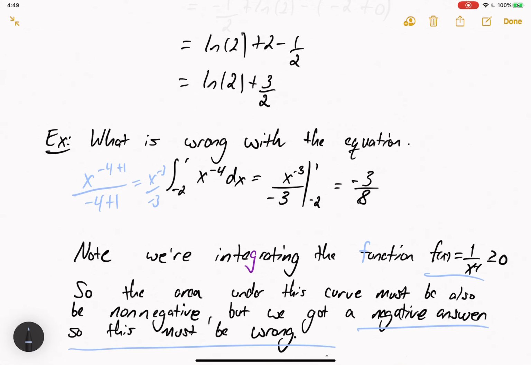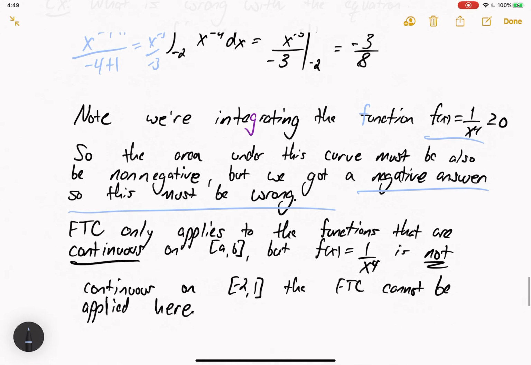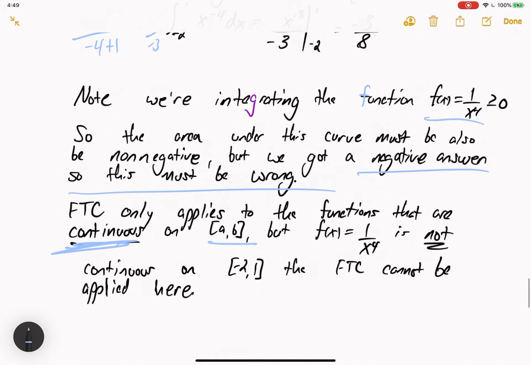This is not correct. And why is it wrong? The reason is that the FTC only applies to functions that are continuous on the closed interval [a, b]. But f of x equals 1 over x to the 4th, the function we were just talking about, is not continuous on [negative 2, 1]. So the Fundamental Theorem of Calculus cannot be applied here.